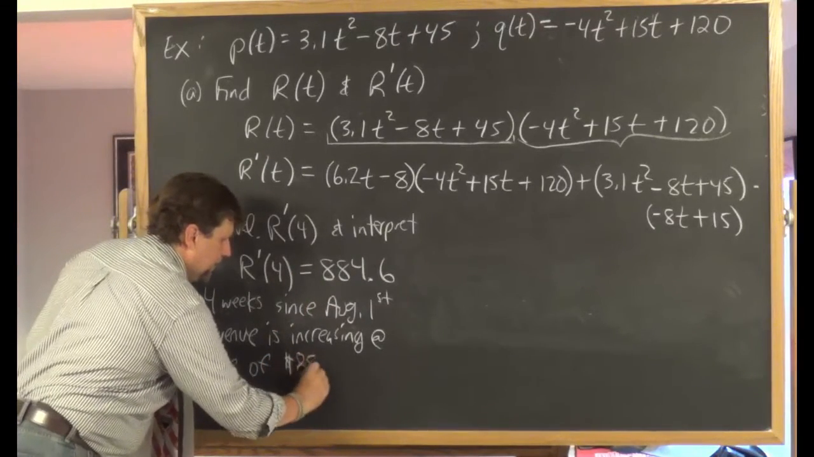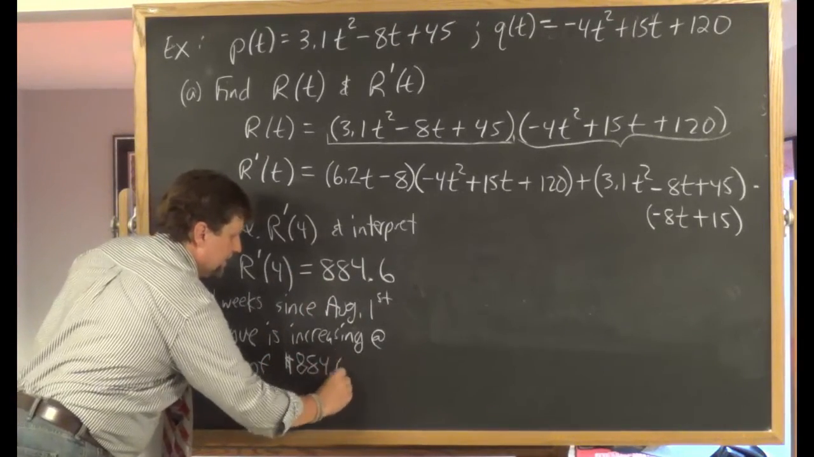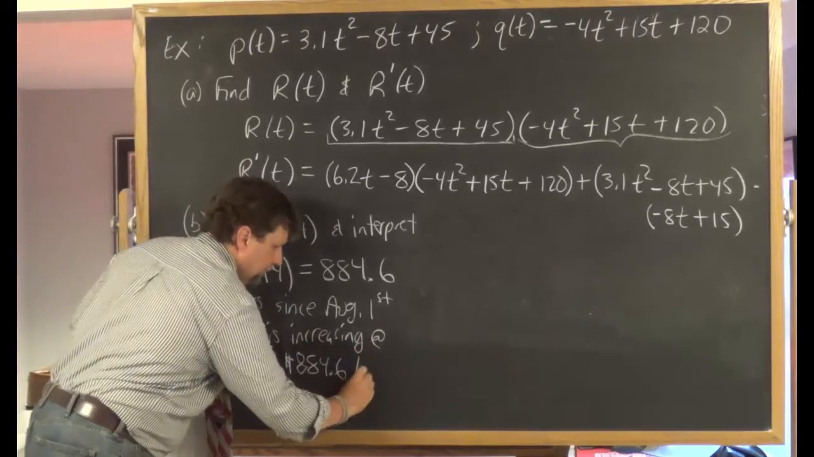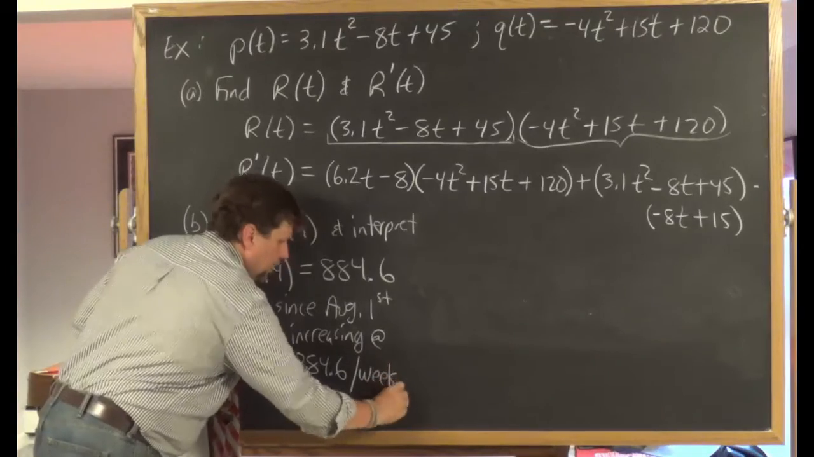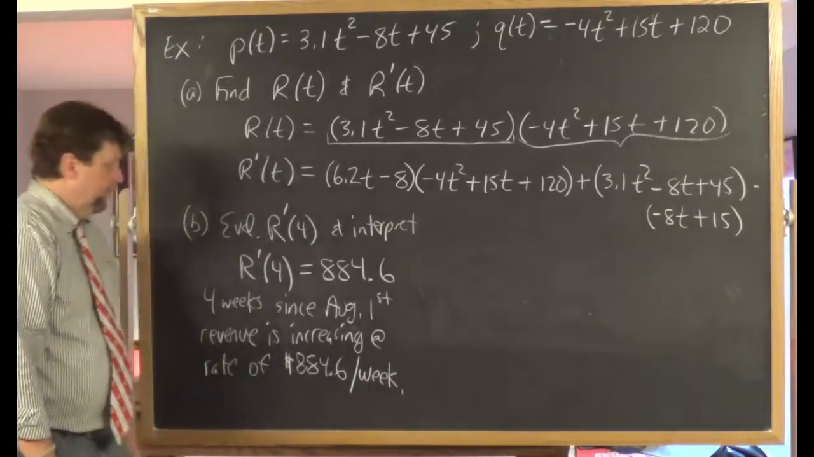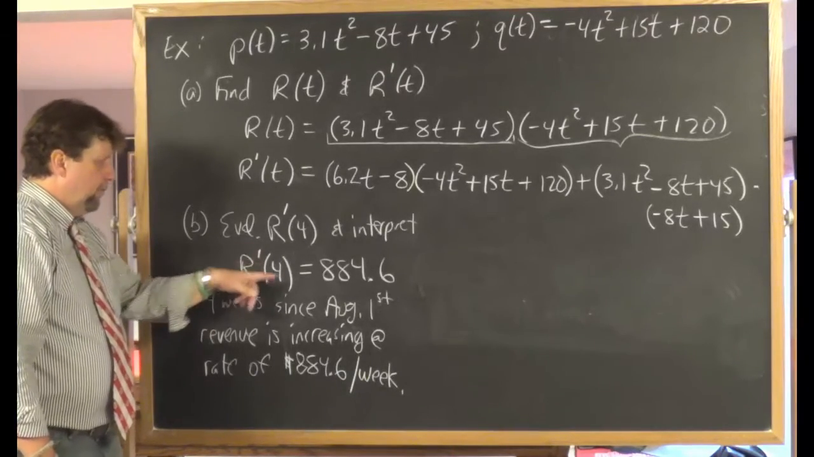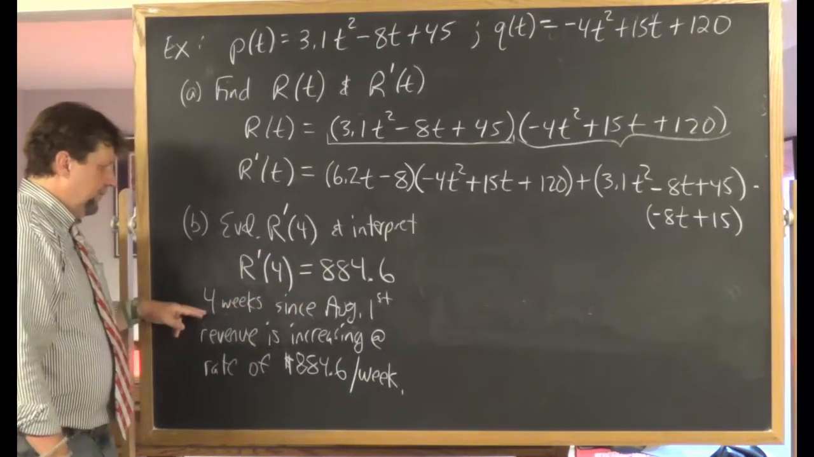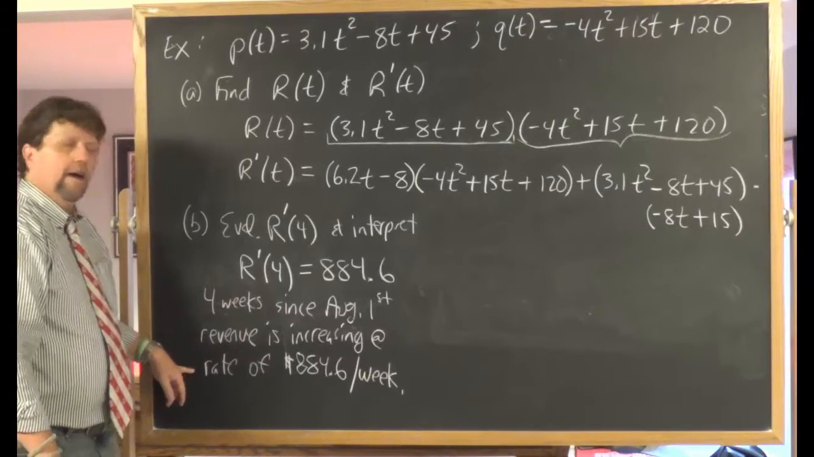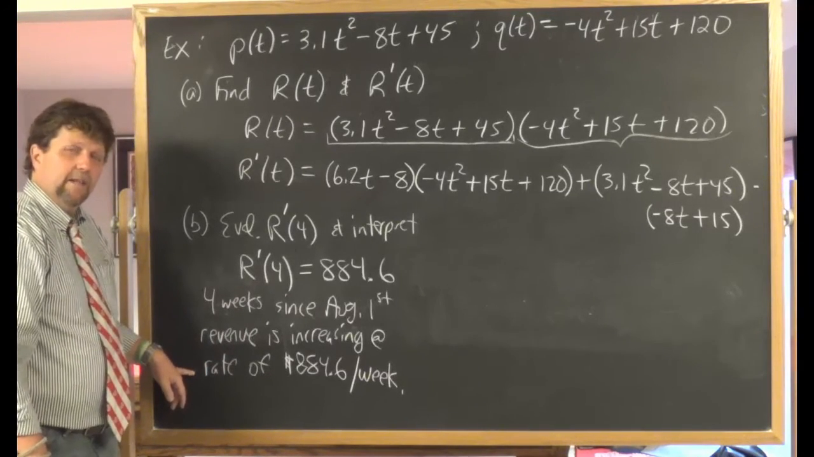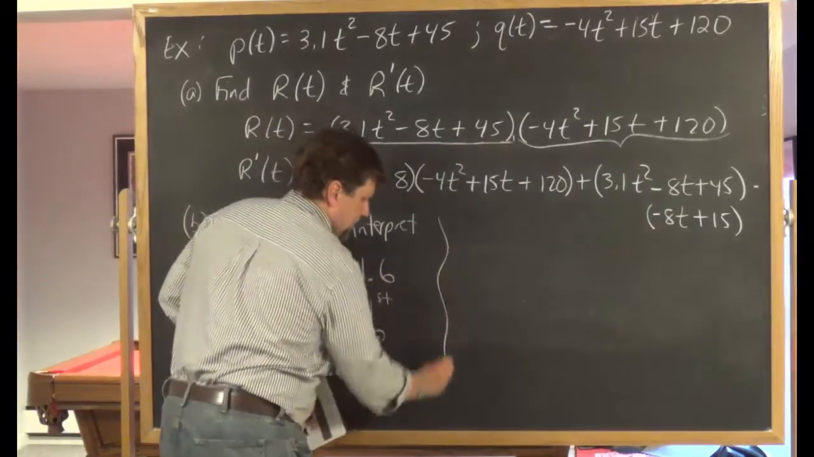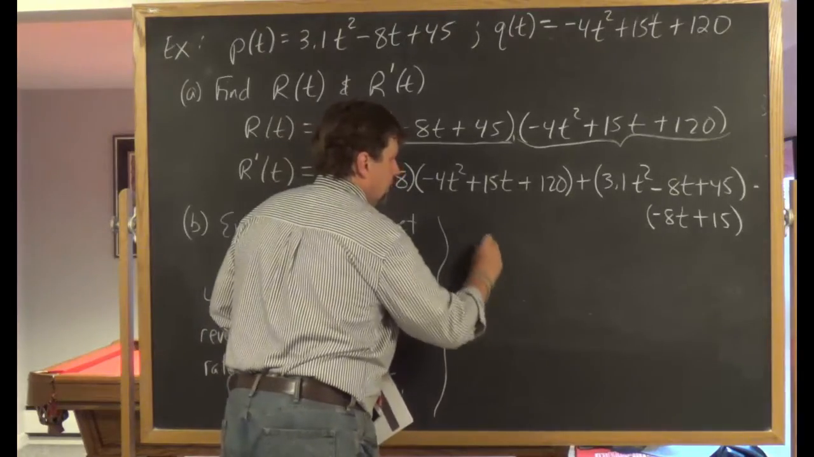$884.6 per, so it's a rate, so we need per week, because t was number of weeks since August 1st. So again, r prime of 4 equals 884.6 means 4 weeks since August 1st, revenue is increasing at a rate of $884.60 per week. In part C, I think I can get part C right here, folks.